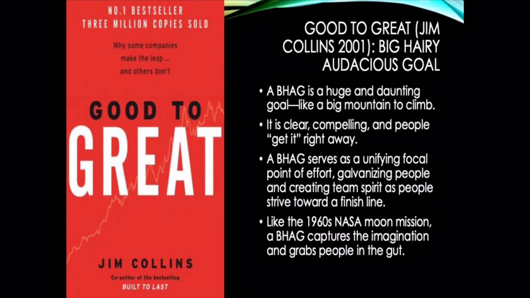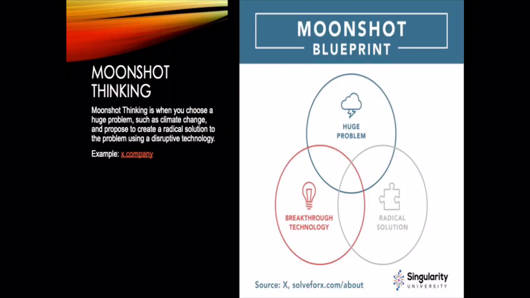Why would you need your business goals to be big, hairy, and audacious? Well, it can help create team spirit as people strive toward a common finish line. It's a bit like the 1960s NASA moon mission. Some companies like Uber or Google will refer to this big, hairy, audacious goal as their moonshot. Moonshot thinking is when you choose a huge problem such as climate change or a pandemic and propose to create a radical solution to the problem using disruptive technology. Google's X company is an excellent example of that.